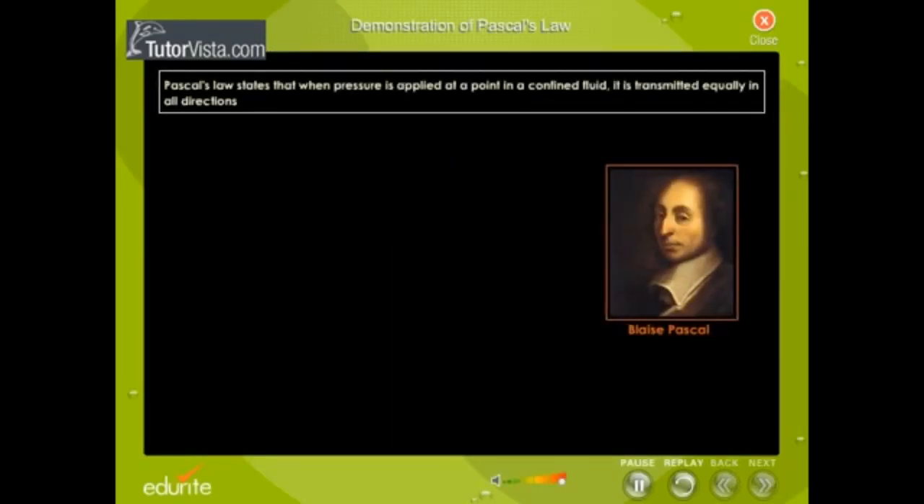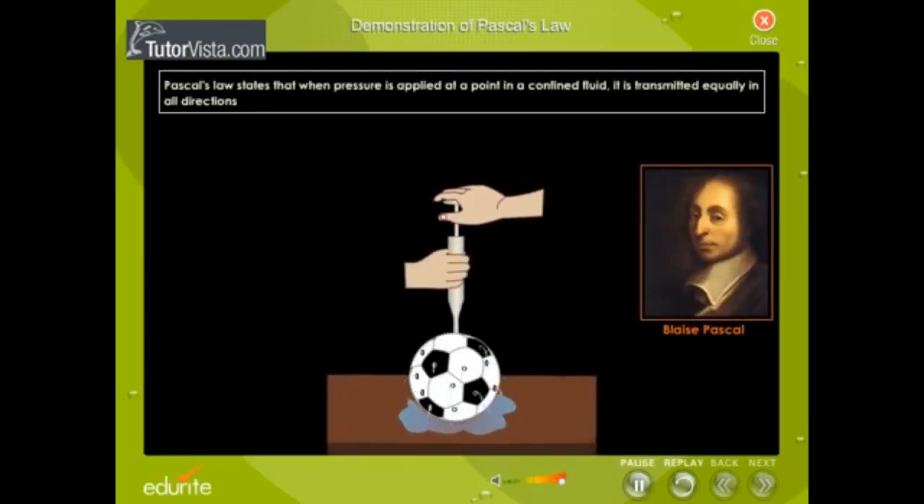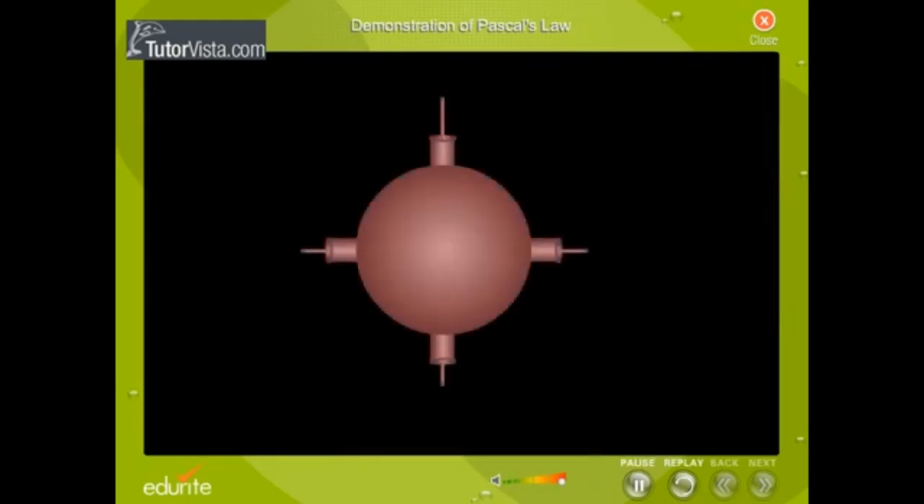Pascal's law states that when pressure is applied at a point in a confined fluid, it is transmitted equally in all directions. Let us perform an activity to understand Pascal's law. Shown on your screen is a vessel having a number of openings. These openings are furnished with projecting tubes of section area A, B, C, D. These projecting tubes are fitted with airtight pistons P, Q, R, S, which are capable of sliding into the projecting tubes. Fill the vessel completely with a liquid.